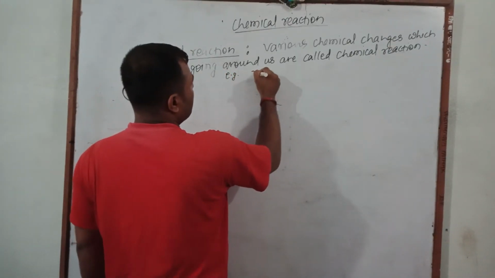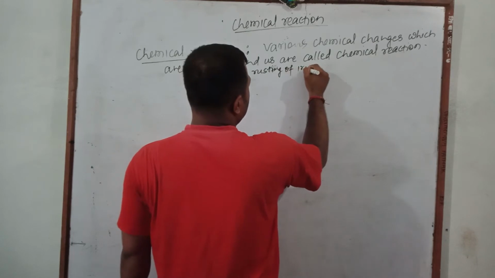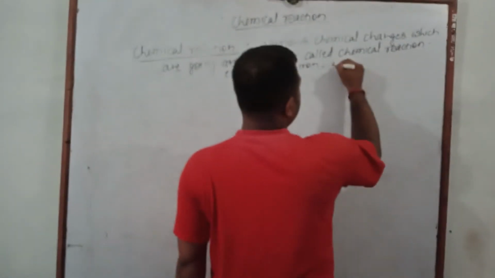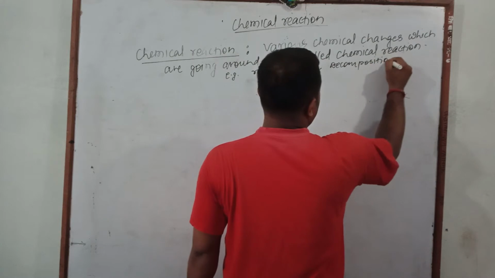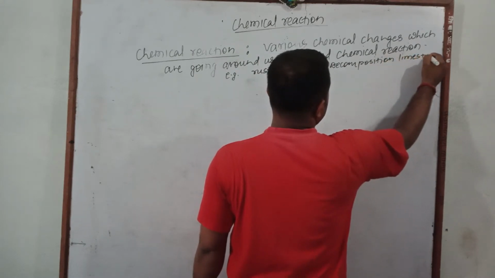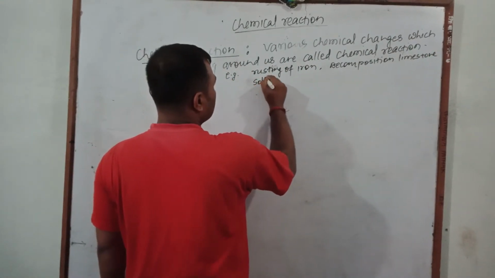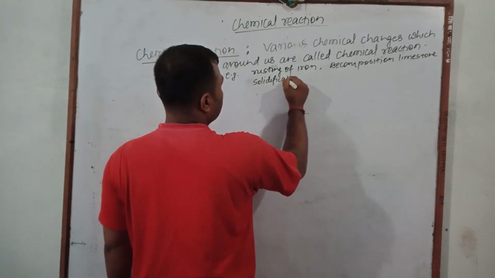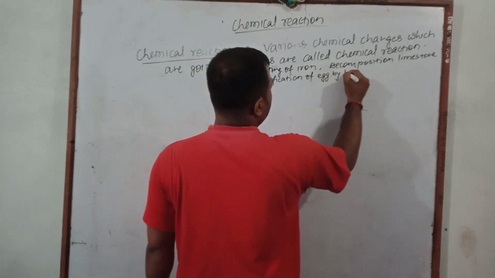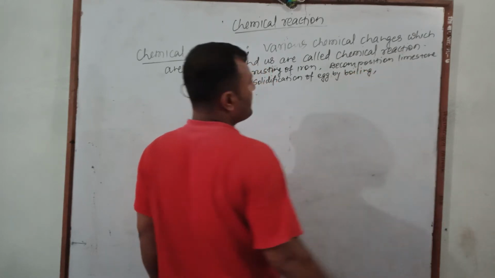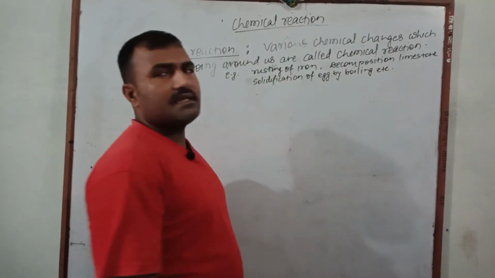For example, rusting of iron is a chemical change. Decomposition of limestone: when limestone is heated, it changes into new matter, which is a chemical reaction. Another example is solidification of egg by boiling, which is also called chemical change or chemical reaction. All chemical changes are caused by chemical reactions.